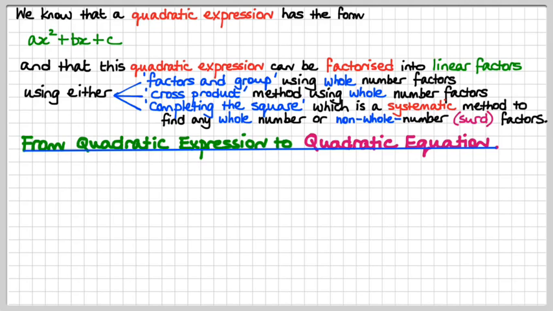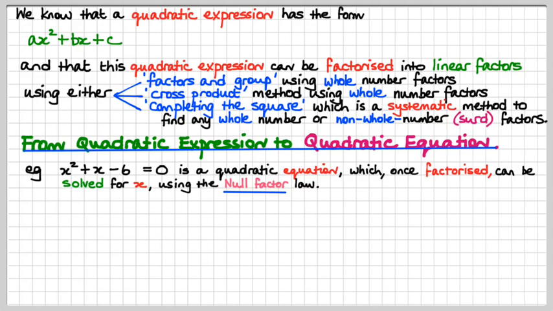We're going to have a look at quadratic equations. Now, as an example, guys, x squared plus x minus 6 equals 0. That is now a quadratic equation because you can see something equals something else, which once factorized, can be solved for x, that is, the values of x which make this equation work and make the expression on the left hand side equal 0 on the right, okay? And we're going to use what's called the Null Factor Law to do that.